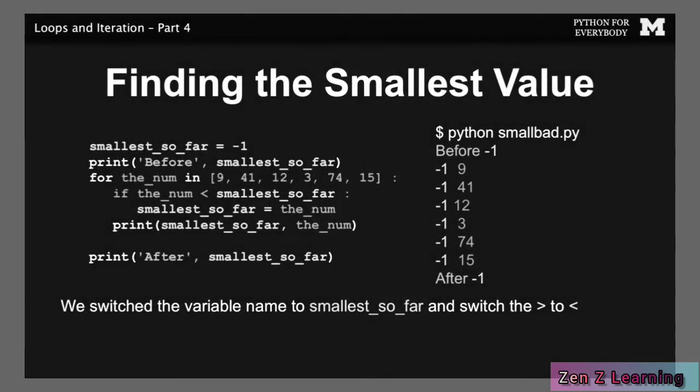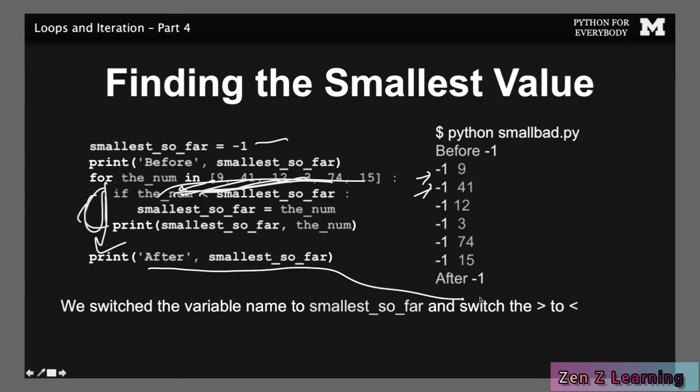This is what happens when you run it. So, we start out, smallest so far is -1. We come in with 9. Is 9 less than -1? No, it is not. So we skip. So the smallest we've seen so far is -1. We go back up. Is 41 less than -1? No, it is not. So we skip. So the smallest so far is -1. 12? No. 3 is not smaller than -1. 74 is not smaller than -1. 15 is not smaller than -1. So out we come, and the smallest we've seen so far is -1.